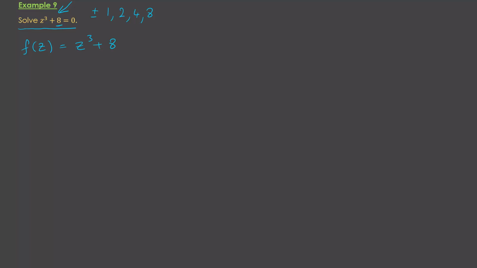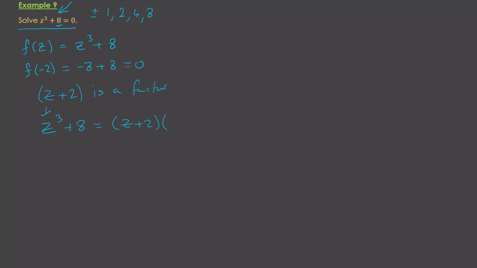And you shouldn't have to look too far to see that f of negative 2 is going to be negative 8 plus 8, which is 0. And so z plus 2 is a factor. So z cubed plus 8 would be equal to z plus 2 multiplied by some quadratic factor.